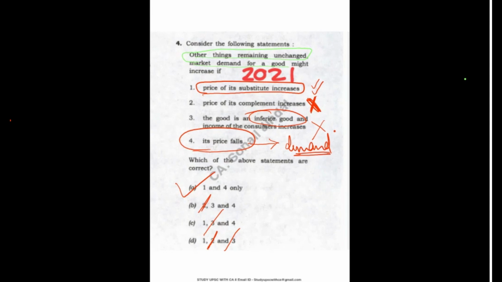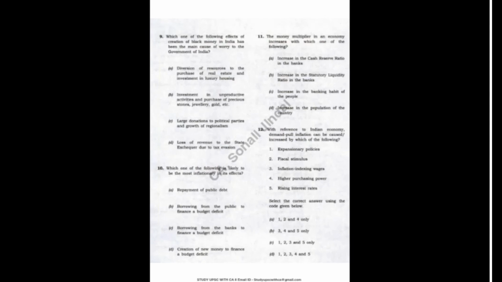Let's discuss the next question. This is a 2021 paper question. Here, most inflationary in effects. Answer is D. This is a repeated question. We have discussed it earlier. So let's discuss this question. Demand pull inflation.